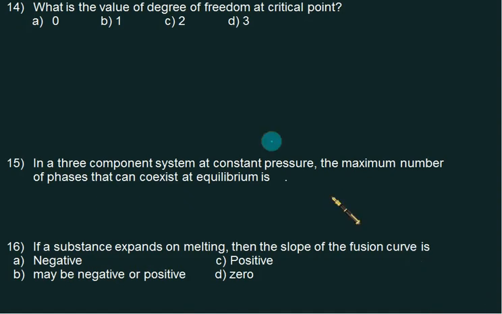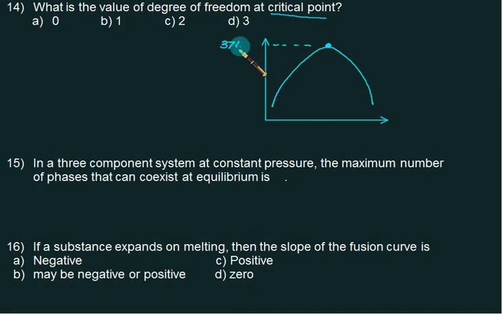So what is the value of degree of freedom at critical point? The value of degree of freedom at the critical point is 1, because it will convert from liquid to vapor. So again the critical point is a unique point, so we require degree of freedom equal to 1. At this critical point the temperature is 374, and we have a unique value for pressure also, 221. So degree of freedom is 1.